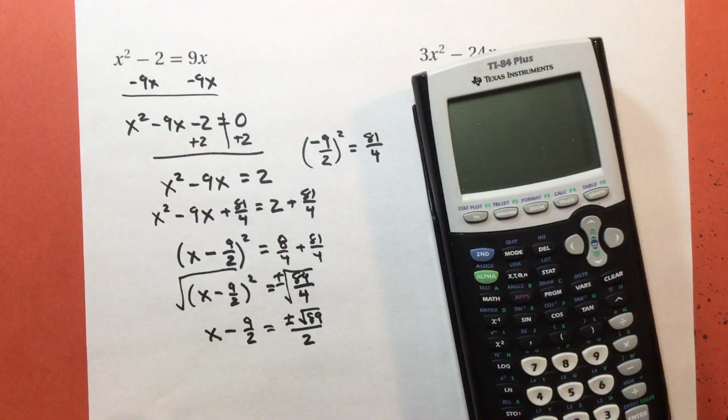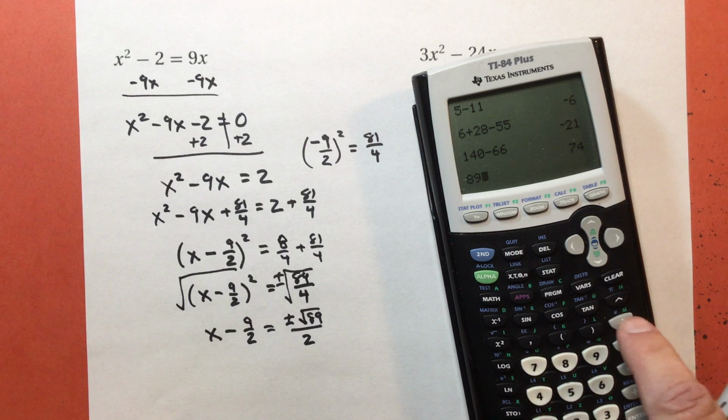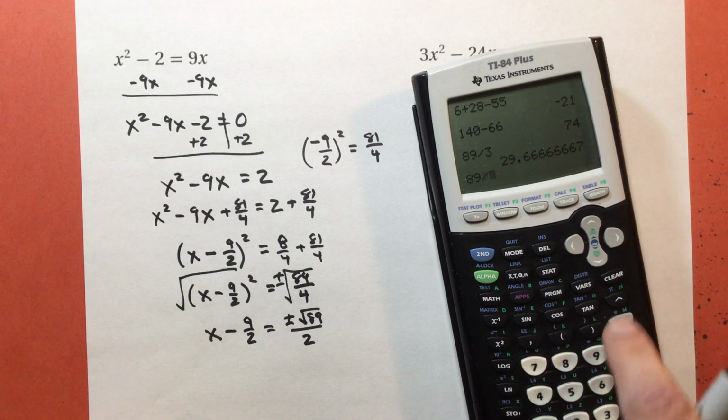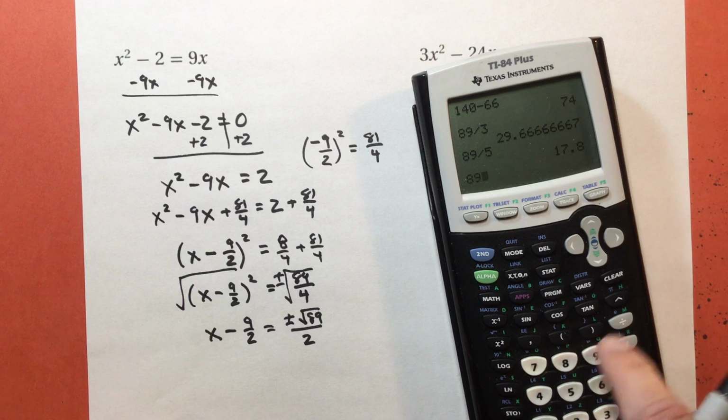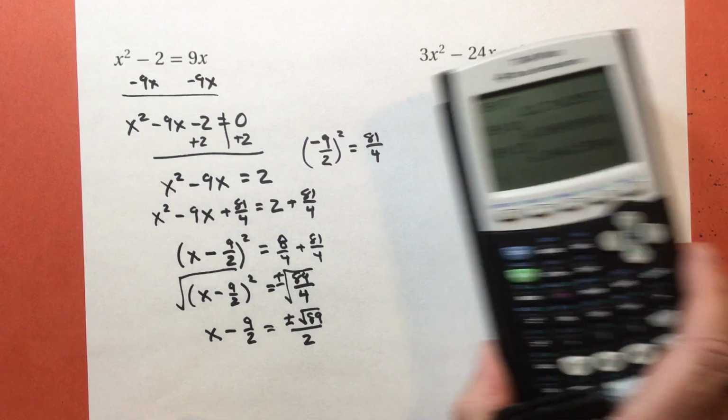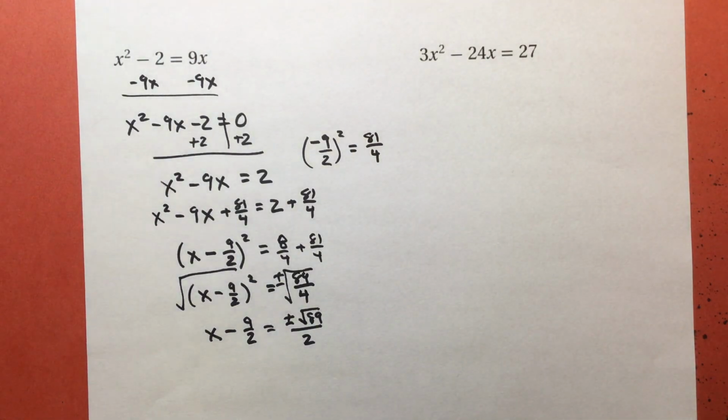Well, it turns out that 89 is not even. Can I divide by 3? No. Can't divide by any even number. 89 divided by 5 doesn't work. 89 divided by 7 doesn't work. I'm going through my primes. 89 divided by 11 doesn't work. 89 divided by 13 doesn't work. So it turns out actually 89 is prime. And that would be very useful information to know. So I'm going to leave it as the square root of 89.